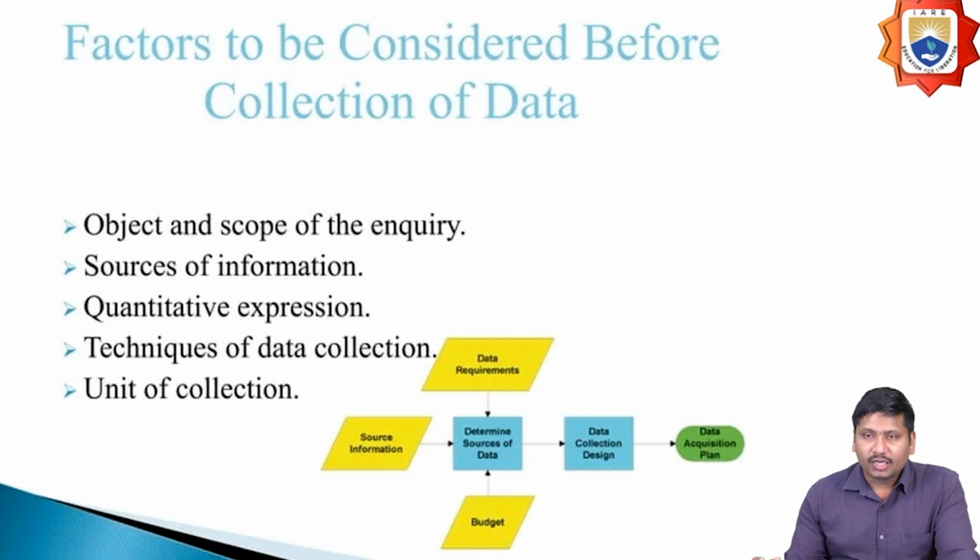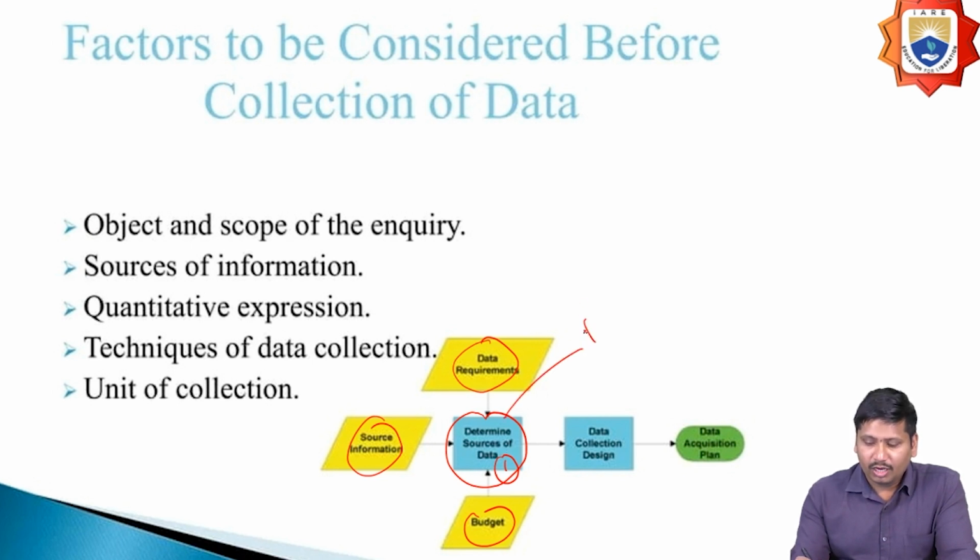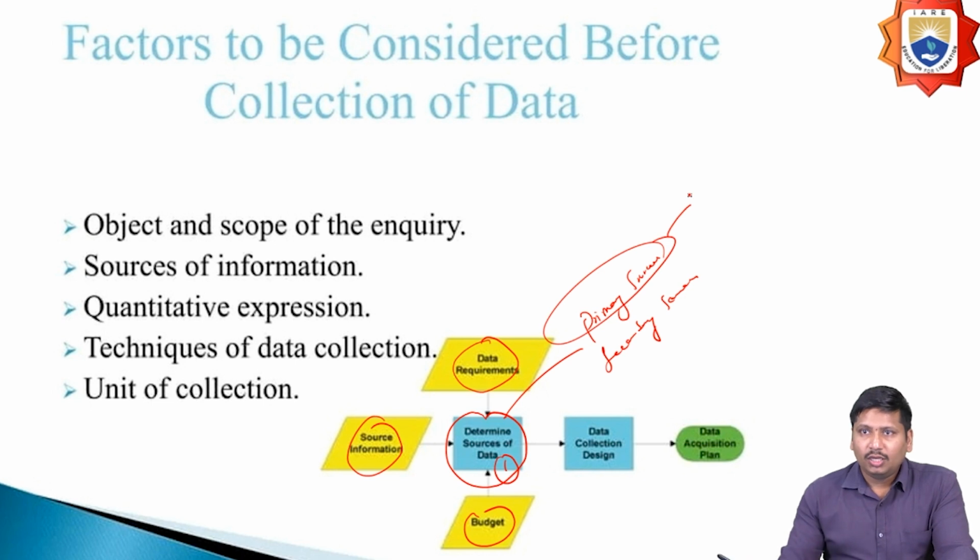If you look at the structure of this diagram, first determine the data requirements, find the sources of information, and then work out the budget. The first step is to decide the sources of the data, whether it comes from a primary source or a secondary source. Data from a primary source is collected directly by conducting interviews, experiments, and gathering information through telephone and personal interviews.